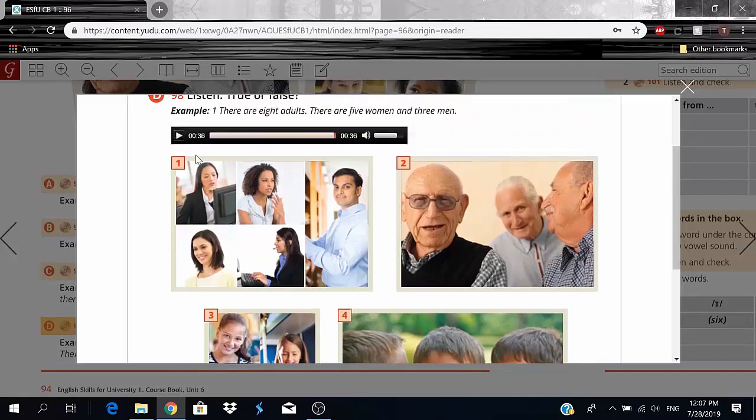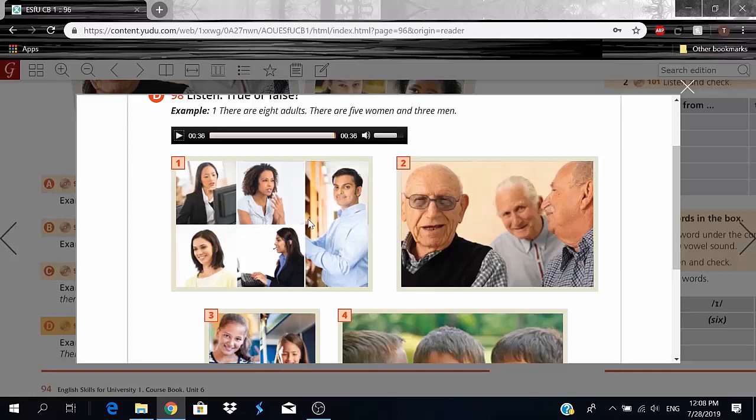Alright. Now let me actually read the statements again, and then we'll make sure if everything is right or true or false. Okay? So number 1 was there are 8 adults, there are 5 women, and 3 men. Okay? So let's check the adults here. So 1, 2, 3, 4, 5, 6, 7, 8. Okay, so we have 8 adults. Okay, so that's correct.